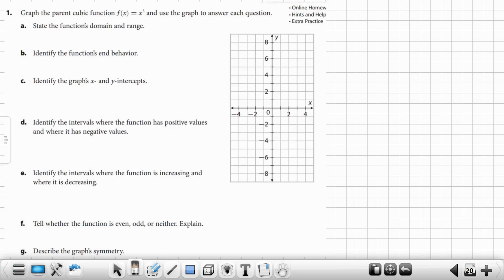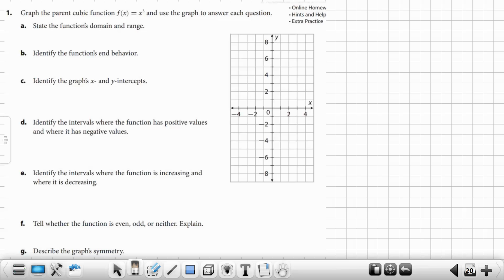Okay, I wanted to do number 1 together as a class because of the fact that it brings in a lot of concepts that we may have forgotten. Okay? So first of all, it says to graph f of x equals x cubed. We already know that one.